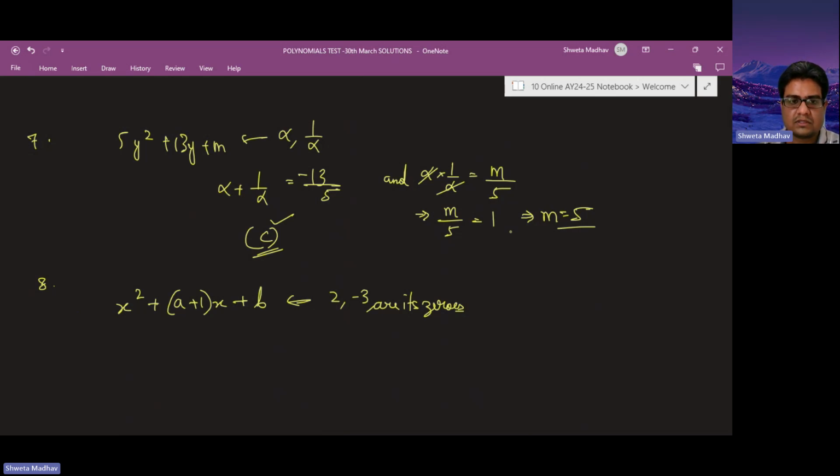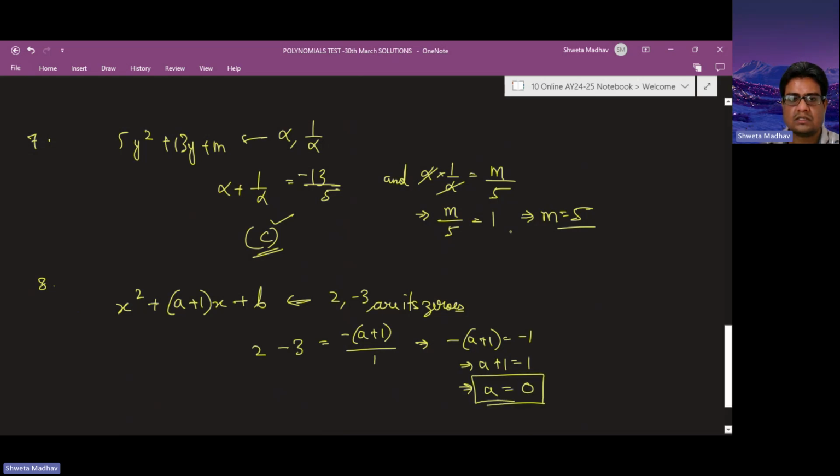So here the sum of the zeros, which is 2 minus 3, will be equal to minus b by a, which is minus of a plus 1 by 1. So I can say minus of a plus 1 will be equal to minus 1. So a plus 1 will be equal to 1. So therefore a will be equal to 0. So the value of a is 0.